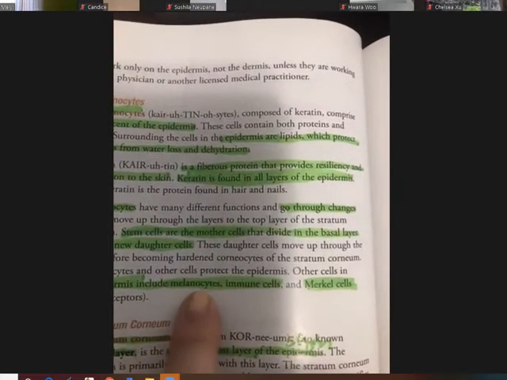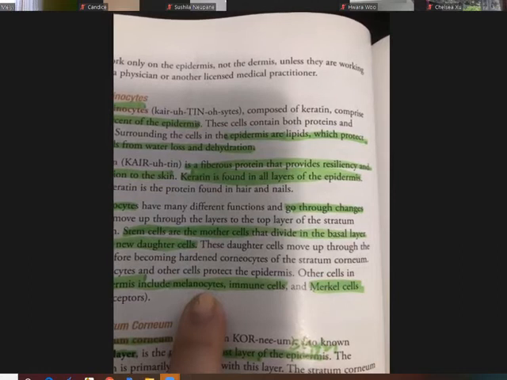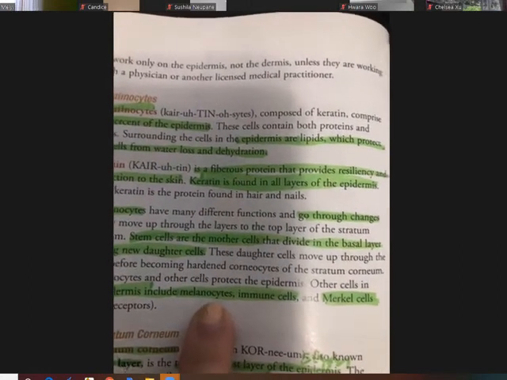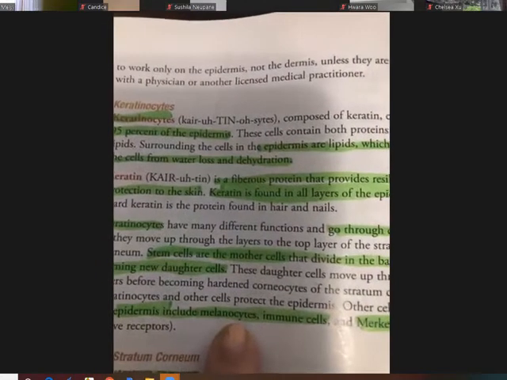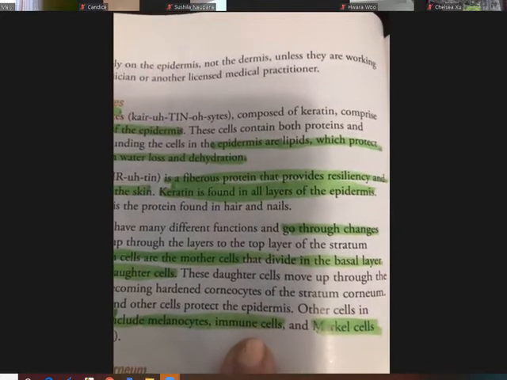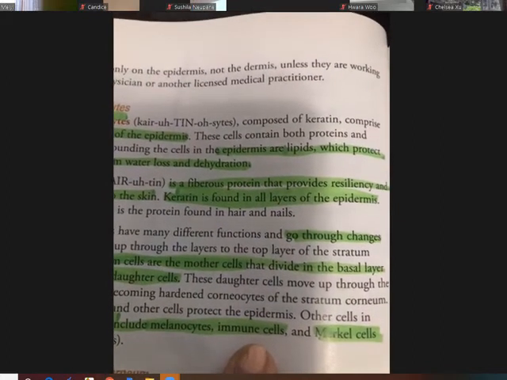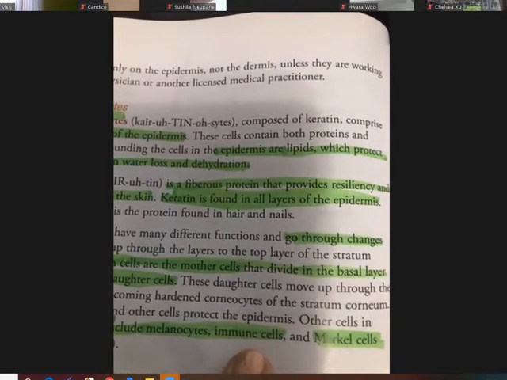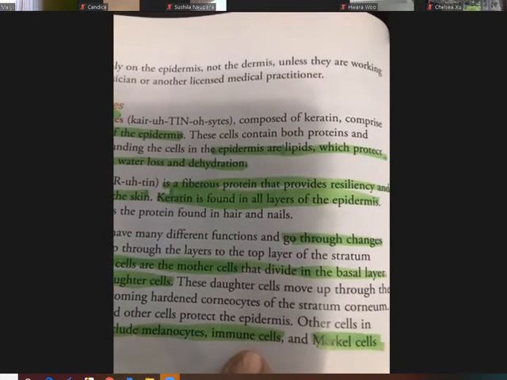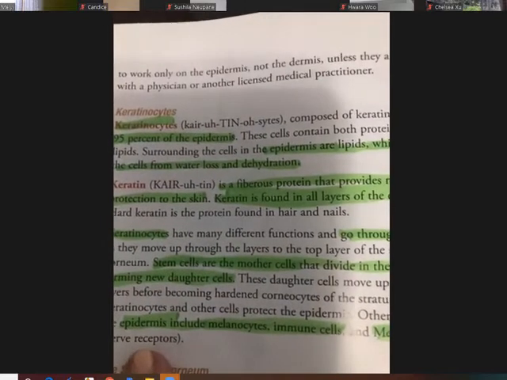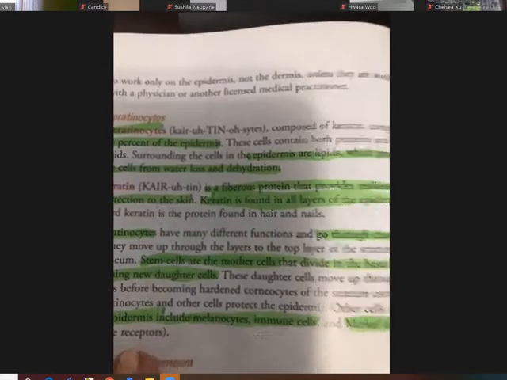Now, the melanocyte is the cell that produces melanin. 这个 melanocyte 就是那个细胞出产黑色素的，叫做 melanocytes. Okay? Immune cells are the ones that produce the T cells, white blood cells, okay? That protects your body from foreign invasion. 这是你的免疫系统的细胞。And Merkel cells are your nerve receptors. Okay? Merkel cells 就是你的那个神经线细胞。Okay?